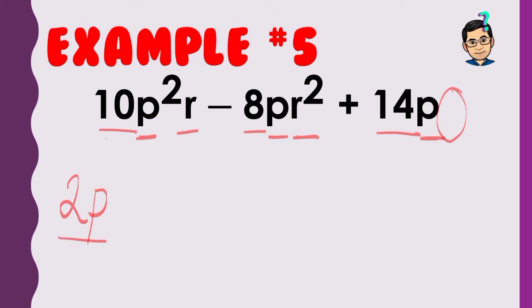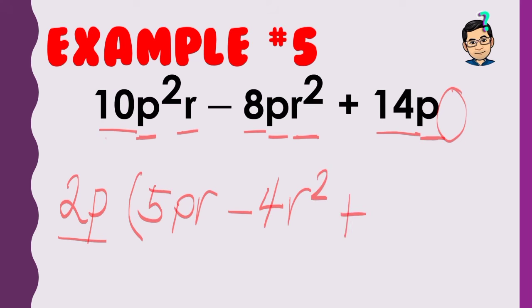Now, to get the remaining factors, again, you have to divide the whole trinomial by the common monomial factor. 10 divided by 2 is 5. P squared divided by p, that is p. Next, r. So, copy lang natin. And then, 8 divided by 2 is 4. P divided by p is cancelled. And then, r squared, copy, plus 14 divided by 2, 7. P divided by p is cancelled. So, this is the factored form.